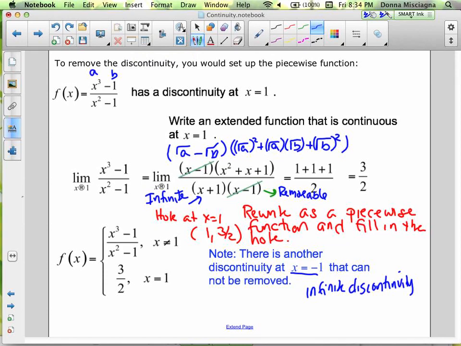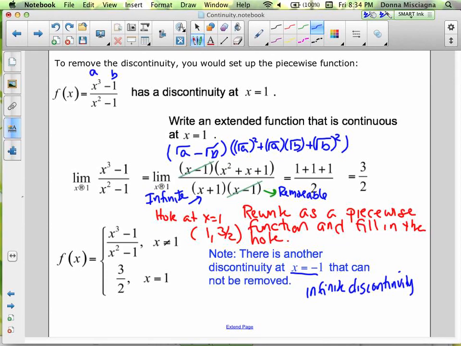And now when you rewrite it as a piecewise function, you just fill in the hole. Right? So f of x equals, we have the same function, x cubed minus 1 divided by x squared minus 1, except when x is not 1. Right? So that's the function to use except when x is 1. Right? We have to do that, otherwise we're no longer a function.